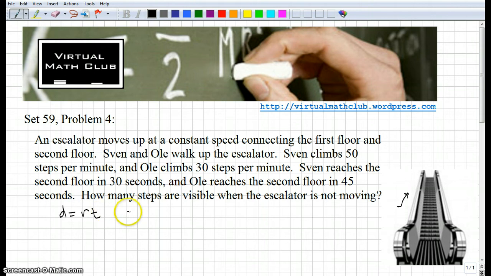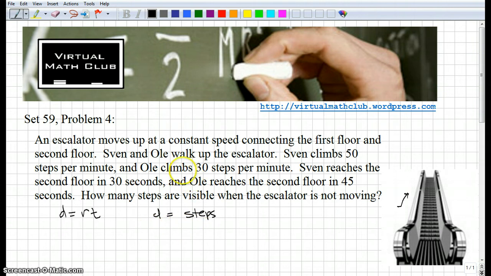But in this case, we don't know how tall the steps are, so our distance is in steps. So D, our unit of measurement, is steps. That might throw you a little bit, but that's okay, because units are kind of arbitrary. We just want to be consistent. So in this case, our distance is in steps.